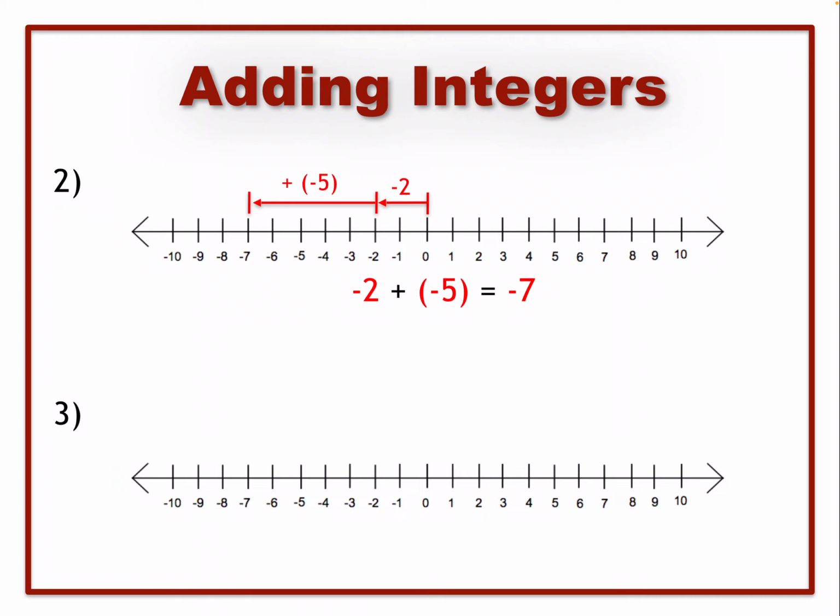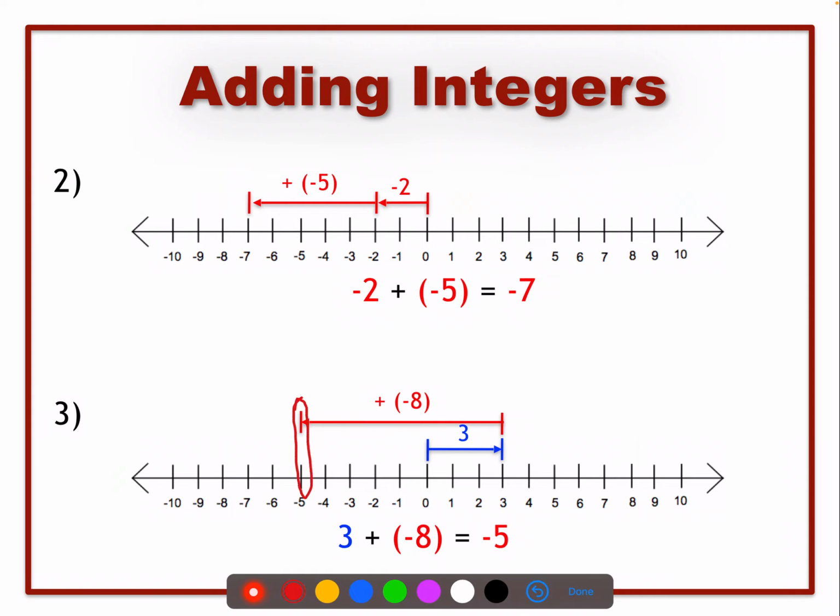Number 3, starting from 0, you move to the right, that means it's positive 3, and then from there you move to the left 8 places, that means you add a negative number. So it'll be 3 plus negative 8, the answer will be negative 5. That means you finish in negative 5.